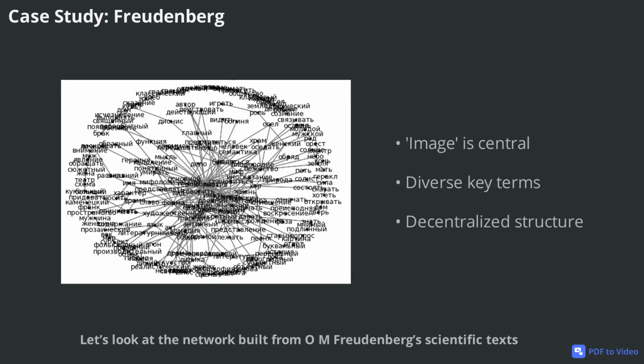Let's look at the network built from O.M. Freudenberg's scientific texts. Her network reveals a unique structure, with the term image standing out as the most central concept. Other important terms include death, form, tragedy, and God. Interestingly, Freudenberg's network resists centralization, meaning no single term dominates the system. This reflects her distinctive style, which values diversity and complexity in expressing ideas. The network visually highlights how her approach differs from more traditional academic writing.